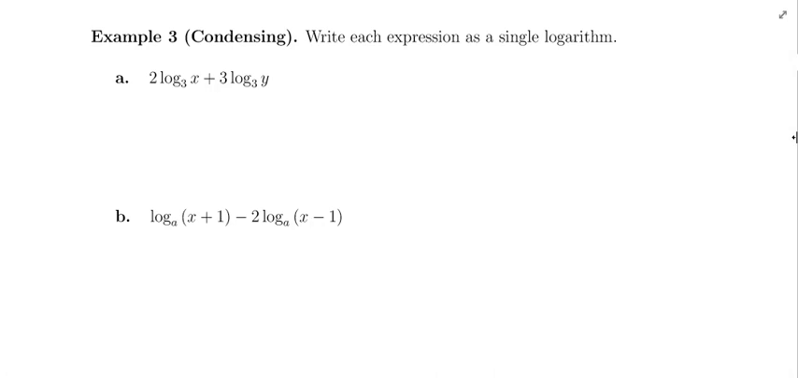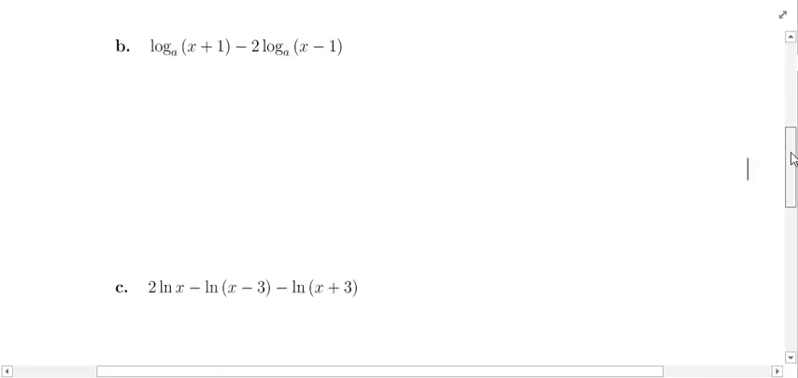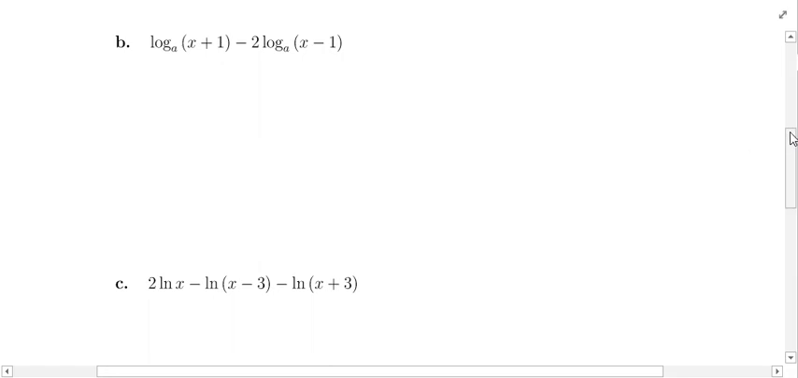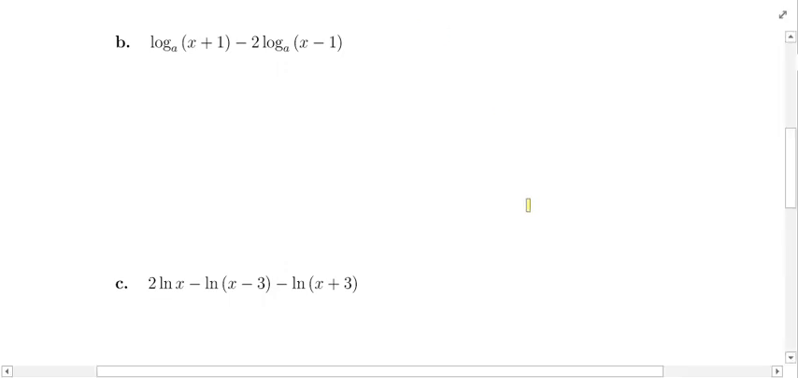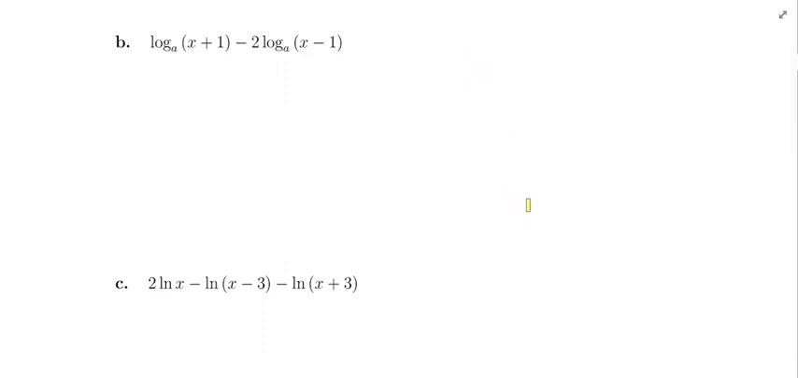We're going to write the expression as a single logarithm. So we have two logarithmic pieces here, and we want to combine them into one logarithm. We can do that here because we have logarithms of the same base. They are both base a. All right, so the first thing you want to do when condensing is to move any numbers that you have in front of the logarithms up as powers or exponents.